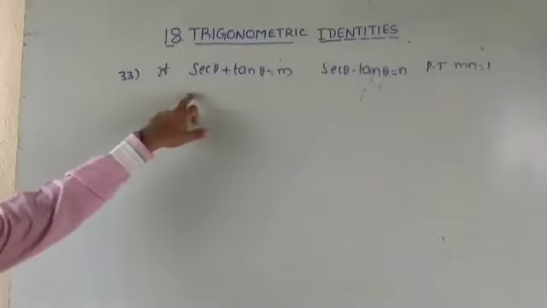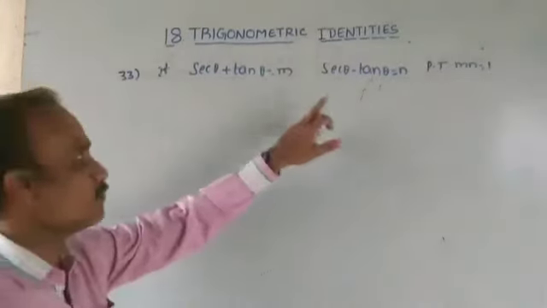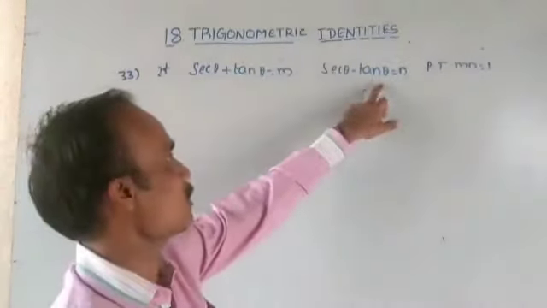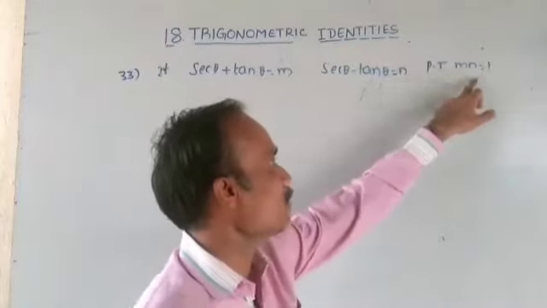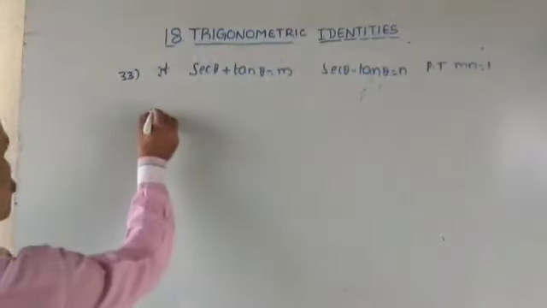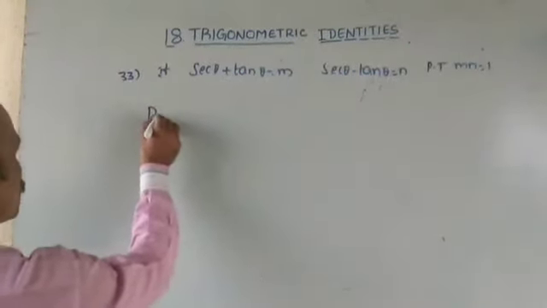3. If secant theta plus tan theta is equal to m and secant theta minus tan theta is equal to n, prove that m into n is equal to 1. Very simple. Proof.